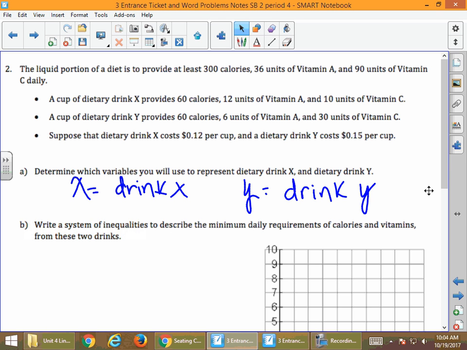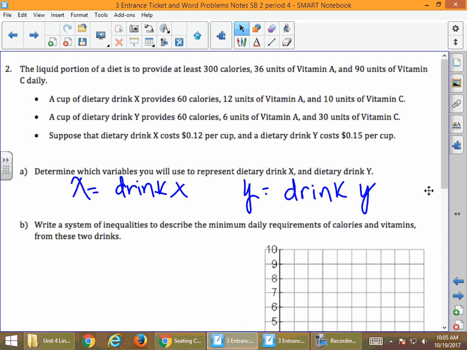A cup of dietary drink X provides 60 calories, 12 units of vitamin A, and 10 units of vitamin C. A cup of dietary drink Y provides 60 calories, 6 units of vitamin A, and 30 units of vitamin C. And suppose that dietary drink X costs 12 cents per cup, and dietary drink Y costs 15 cents per cup.